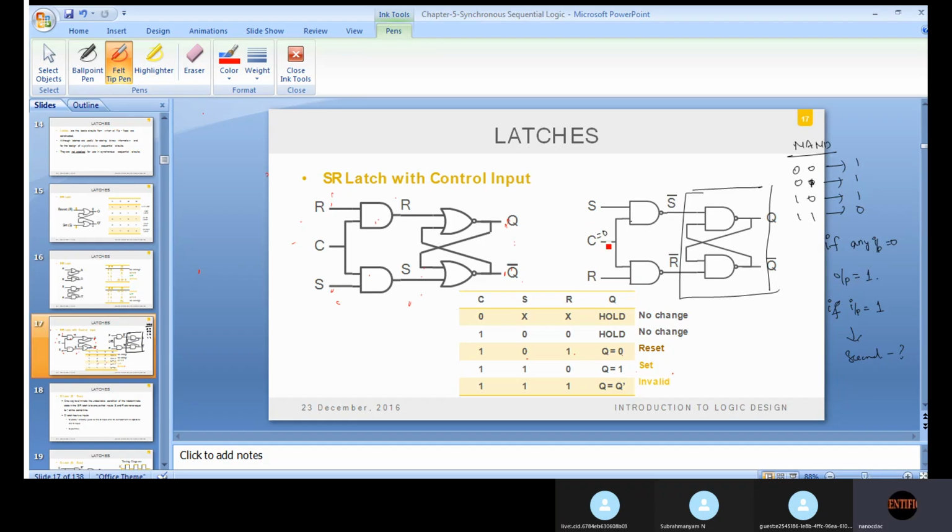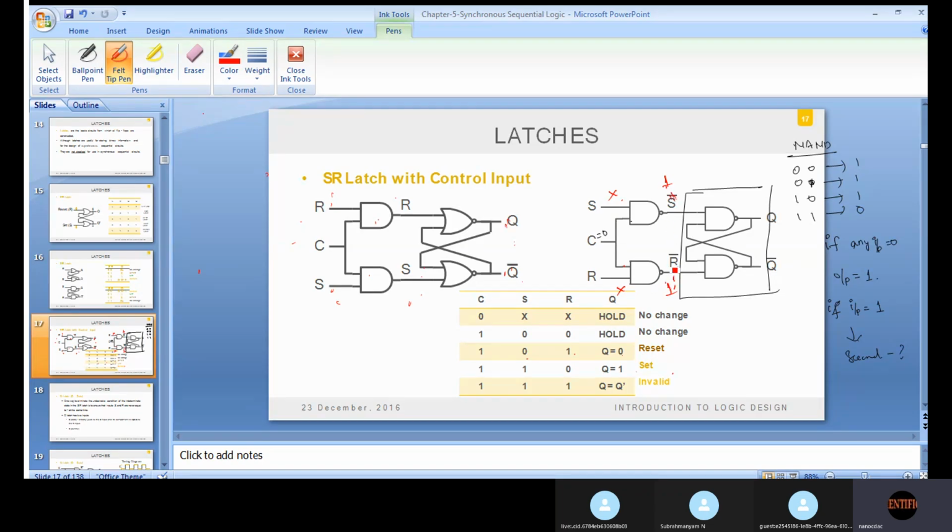If C is equal to 0, without looking for the second input, what we will do, you will get 1 here, correct? You will get 1 and 1 here. So don't care whether this is 1 or 0, whether this is 1 or 0, you will get 1 and 1.